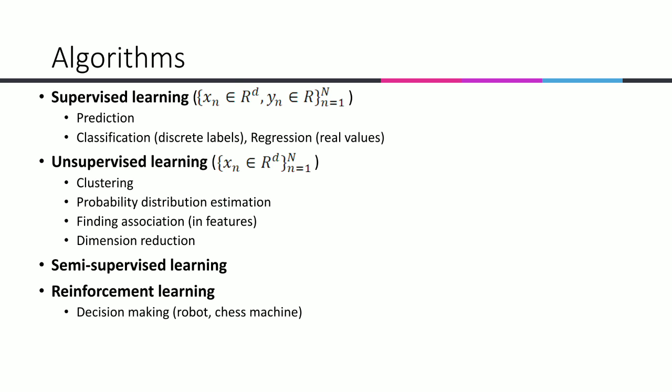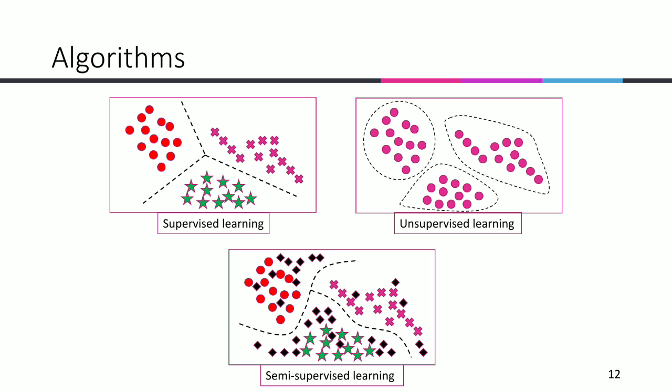And the last one is reinforcement learning, used when we don't have any kind of data. At that time, reinforcement learning will be useful. It is used for decision making by a robot or a chess machine.